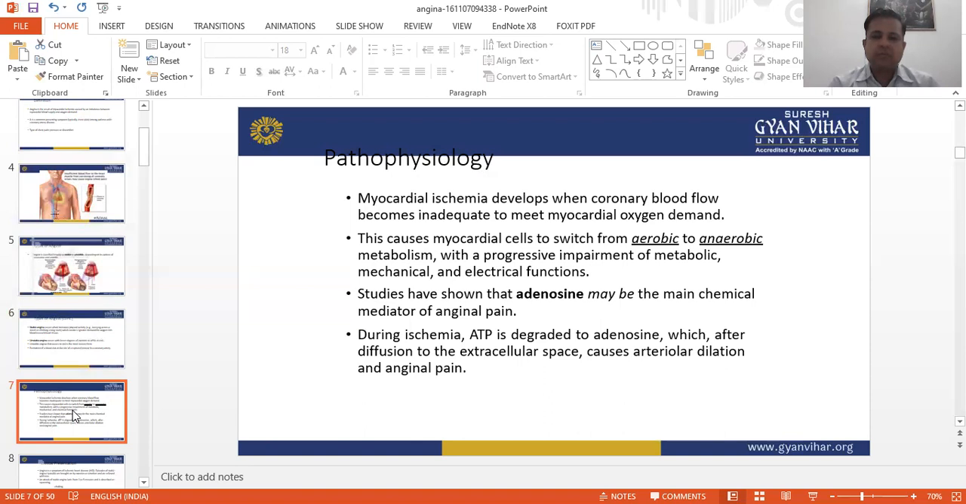Studies have shown that adenosine may be the main chemical mediator of anginal pain. During ischemia, ATP is degraded to adenosine, which, after diffusion to the extracellular space, causes arteriolar dilation and angina pain.